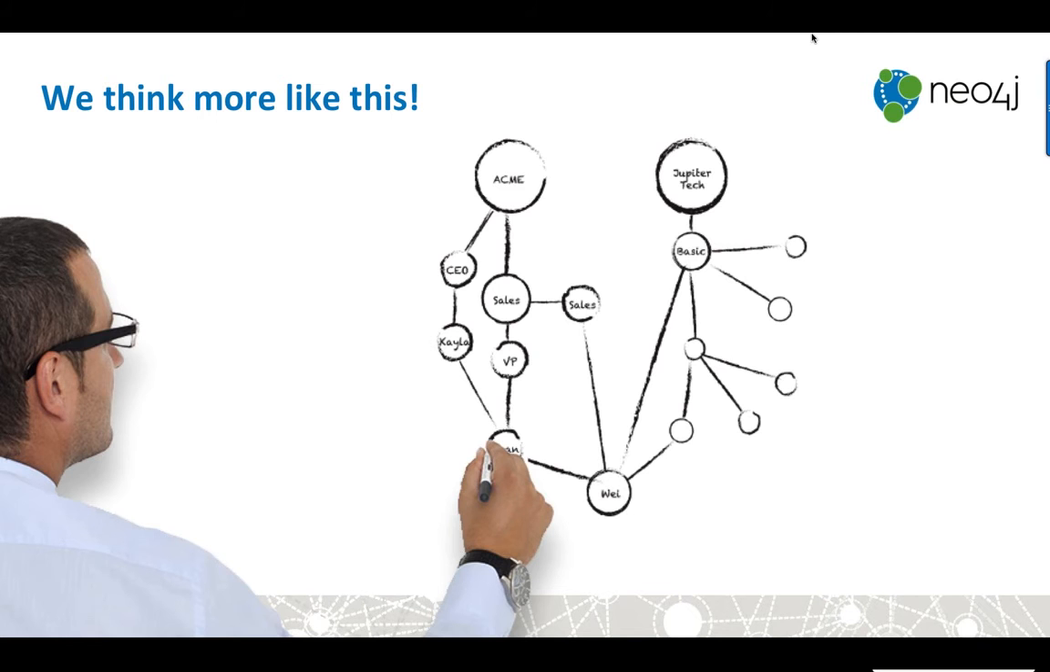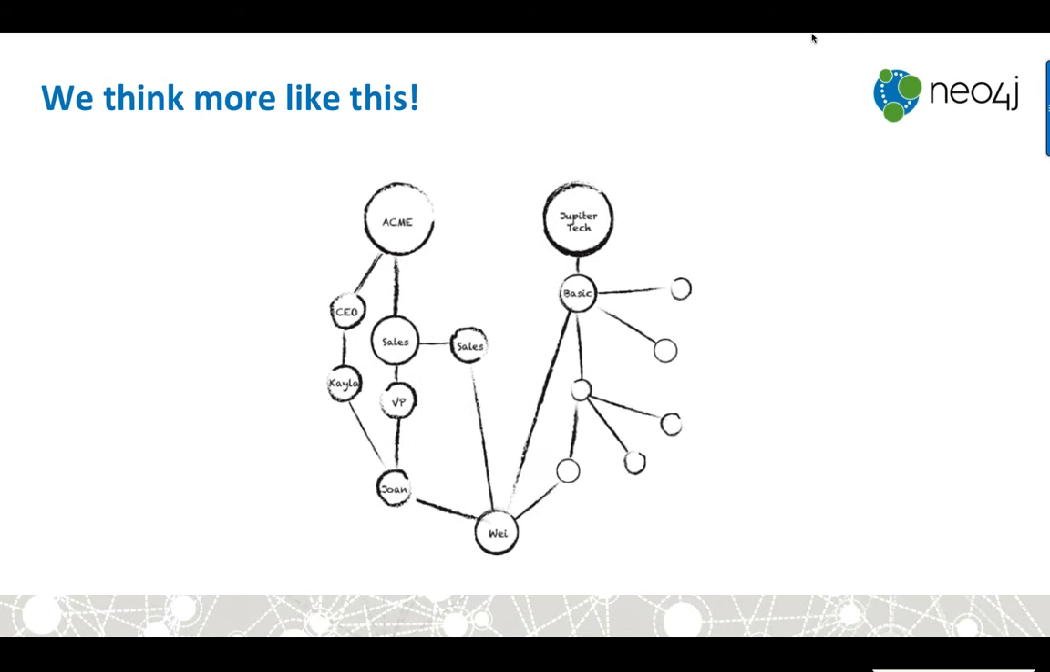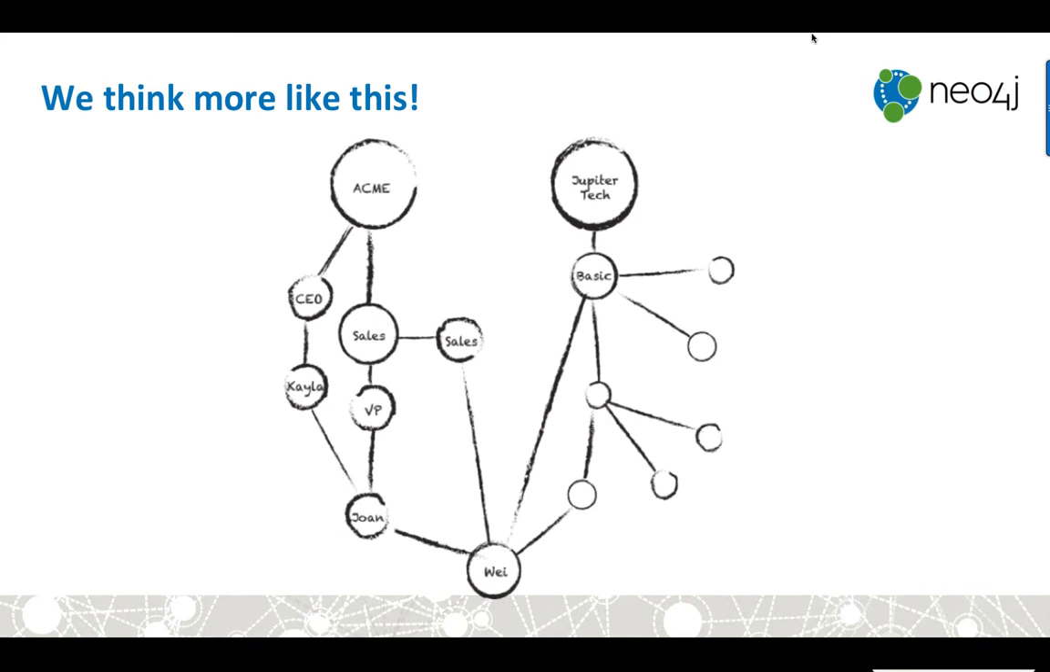So we want you to think more like this, and we think it's a much more natural, intuitive way to think in terms of nodes and then the relationships between nodes. Or think of it as objects and the relationships between objects. So in this case here, we have two different companies. We have Acme Company and we have Jupiter Tech. And we're looking at their organizational structure and their relationships between those two companies.